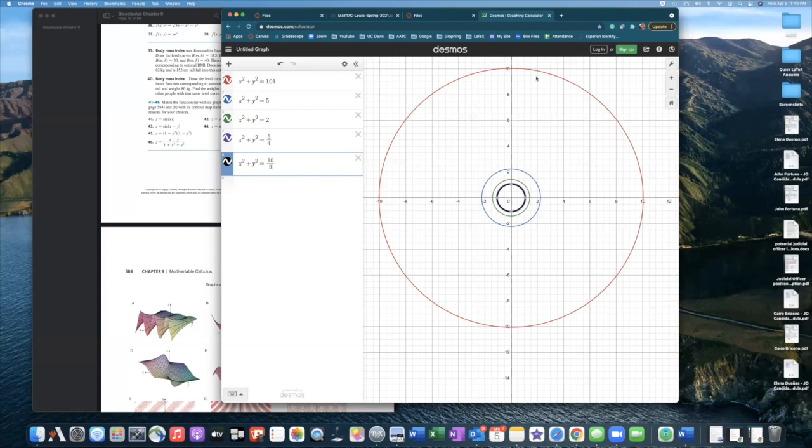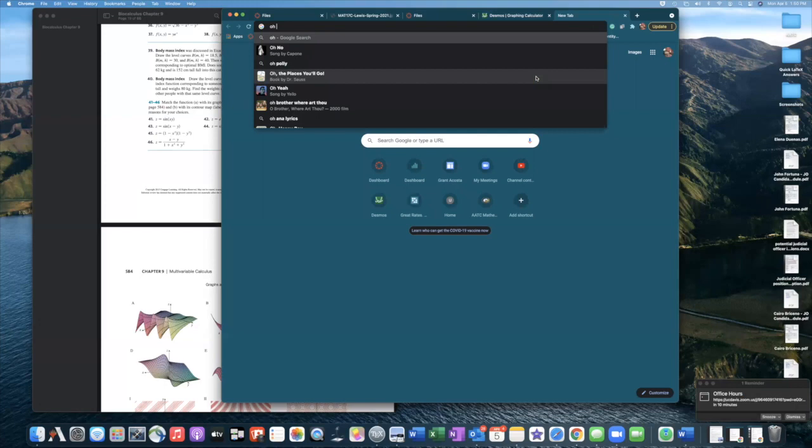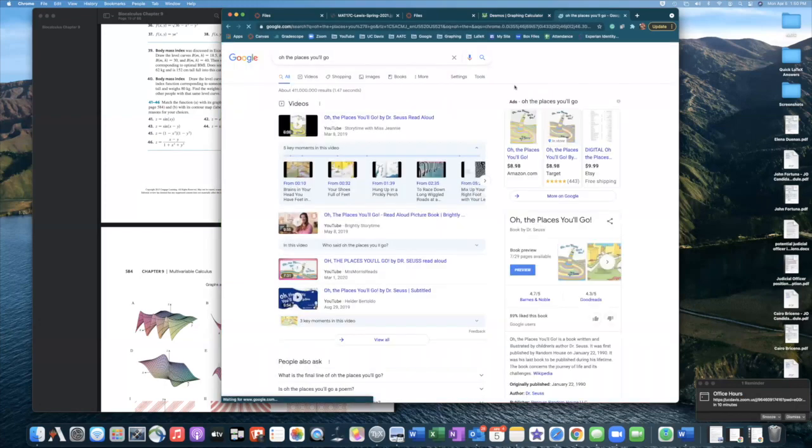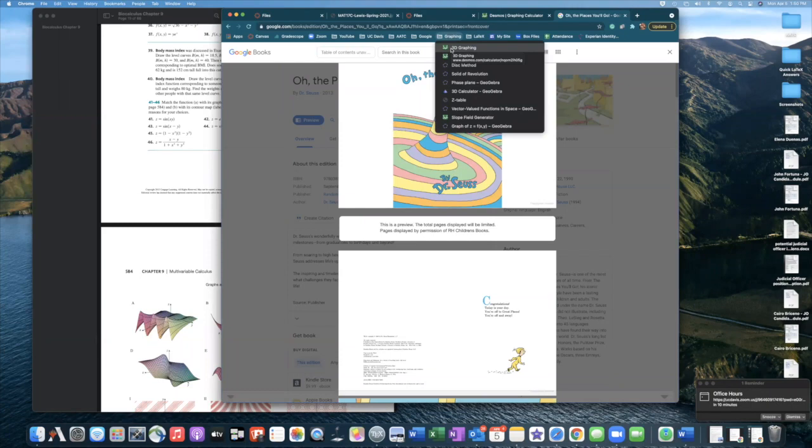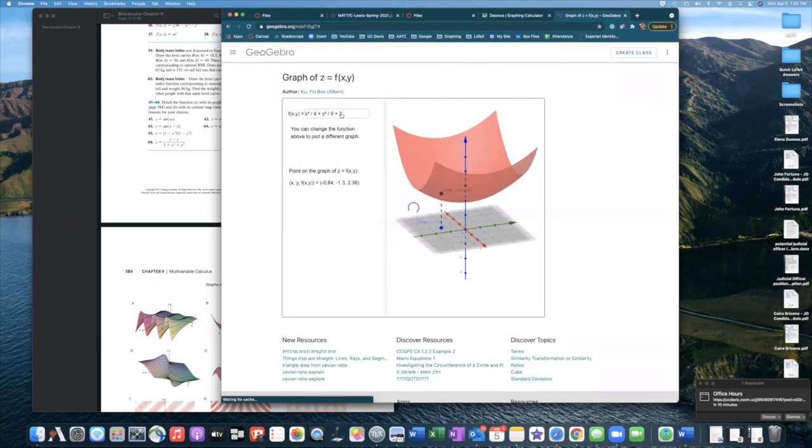So I'm expecting some sort of shape, and what I'm really thinking of is the Dr. Seuss book, Oh, the Places You'll Go. This thing right there. I'm expecting a shape that looks like that. That is literally what I'm thinking of when I think of what this looks like. Let's go ahead and graph it using the 3D grapher. Let's use the GeoGebra one; I think it's a little bit nicer. Let's check it out. Let's graph f of x, y equal to 1 divided by the square root of x squared plus y squared minus 1.